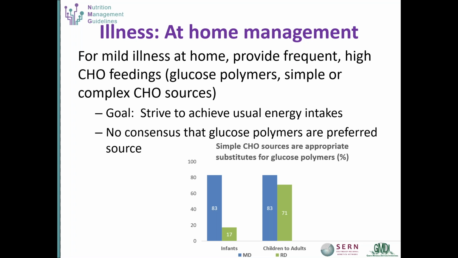But for older individuals, children to adults, both groups agreed that you don't have to use glucose polymers and that other sources of carbohydrate are sufficient. We want to strive to achieve usual energy intakes rather than trying to push additional calories. And again, there wasn't consensus that glucose polymers were the preferred source of carbohydrate.